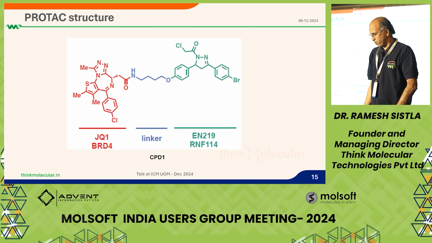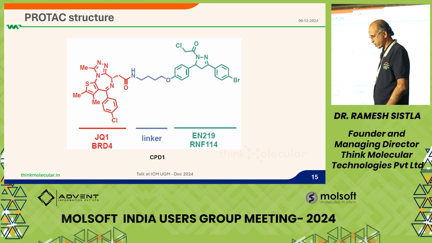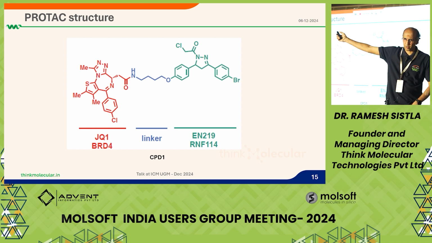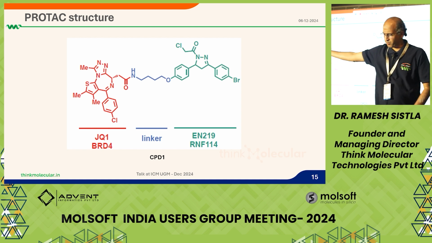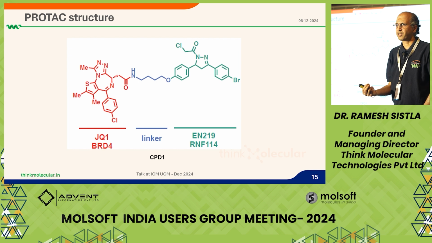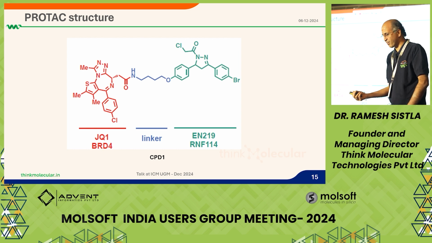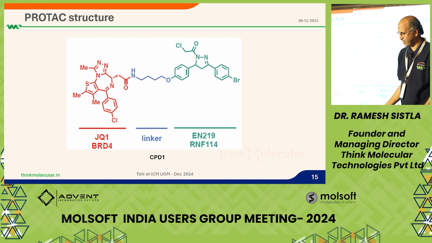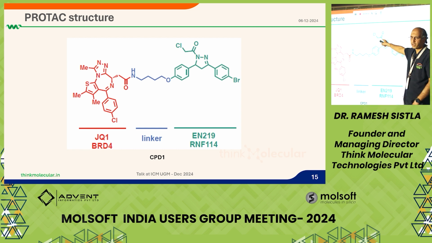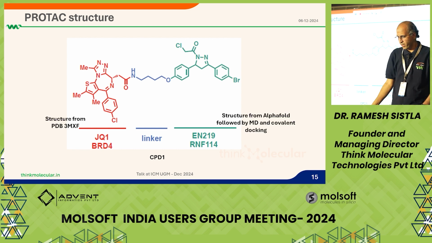So that is the ligand, that's what the ligand looks like. The left side structure must be all too familiar to PROTAC guys. BRD4 is like the carbon of PROTAC modeling. Everybody uses it, not modeling actually, PROTAC experimentation. That is bound to this particular RNF114 ligand EN219, which has a chloroacetamide that you see here, the warhead that traps RNF114.